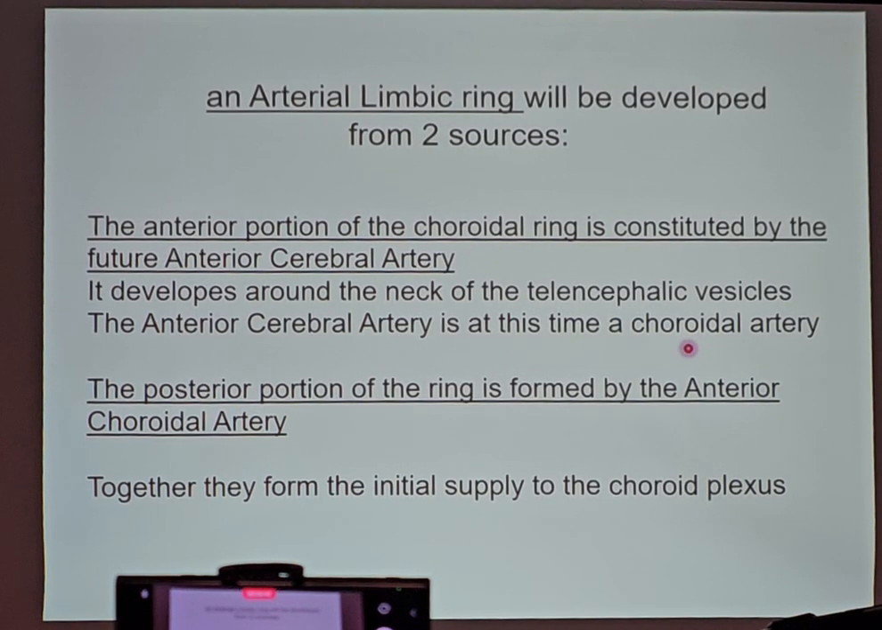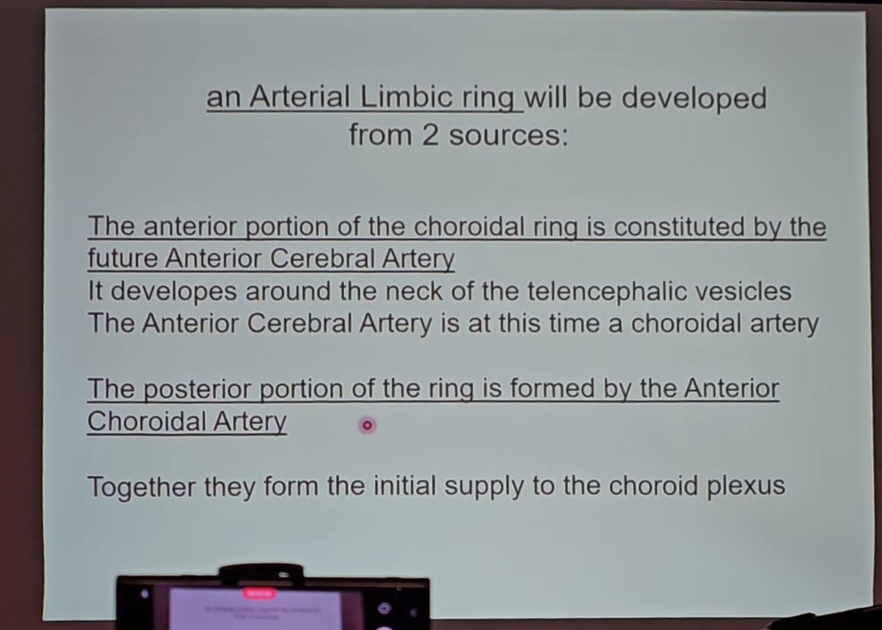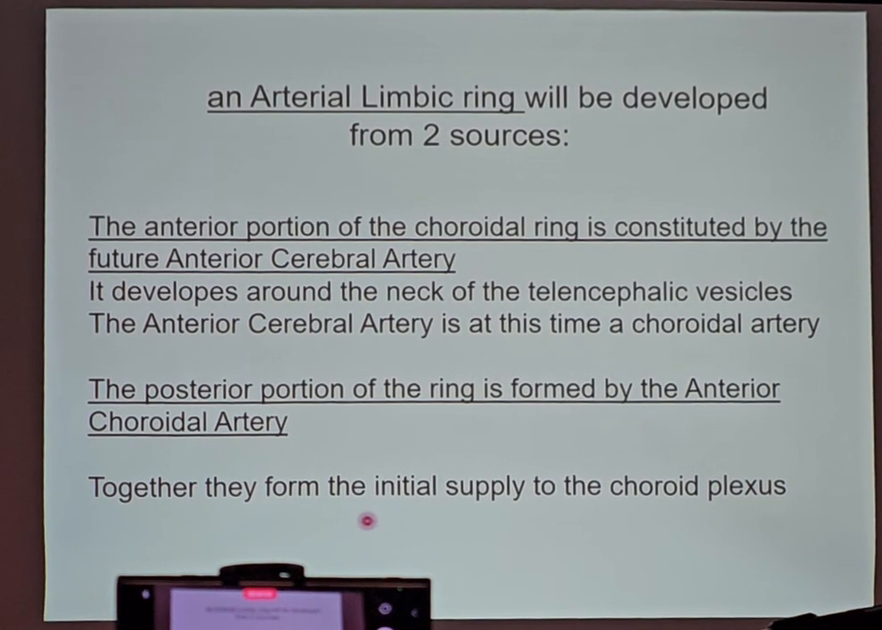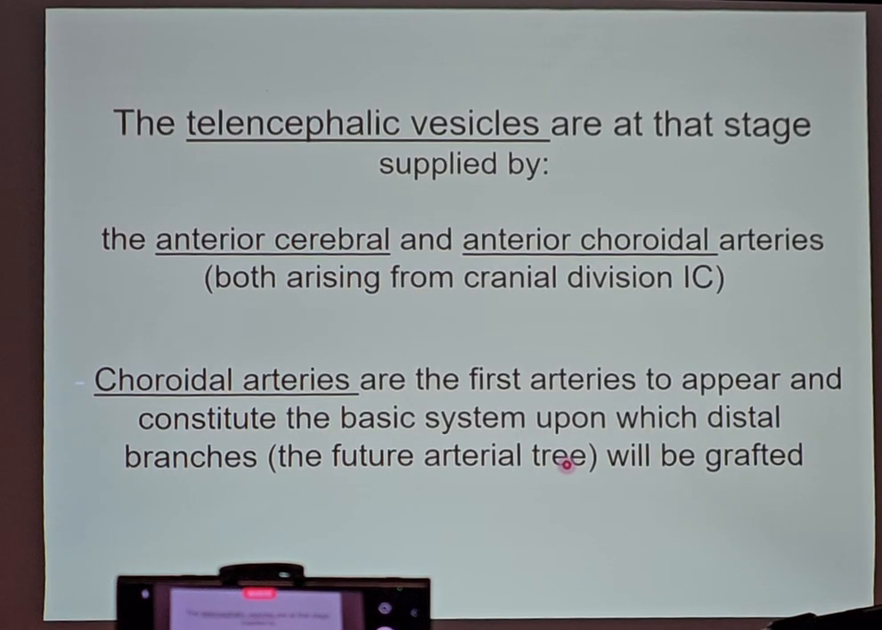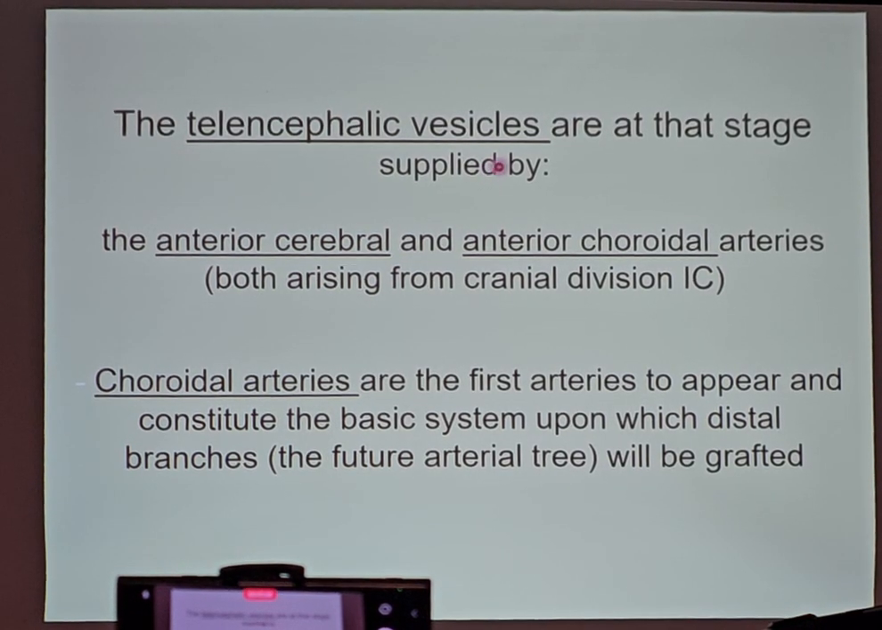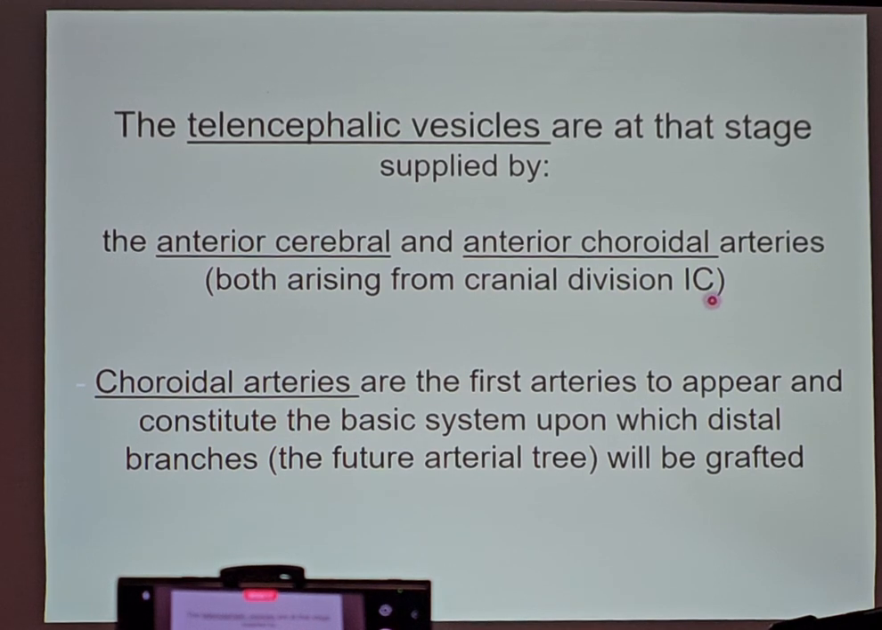So there's not much brain there, it's a choroidal vessel, the anterior cerebral. The posterior portion of this ring is formed by the anterior choroidal artery. Together they form the initial supply to the choroid plexus. So these are the two main vessels supplying the choroid plexus, the anterior cerebral and the anterior choroidal. The telencephalic vesicles are at that stage supplied by the anterior cerebral and the anterior choroidal arteries, both arising from a cranial division of the internal carotid artery.